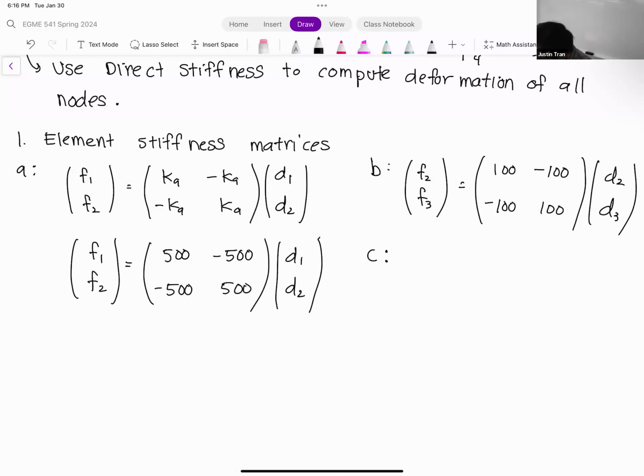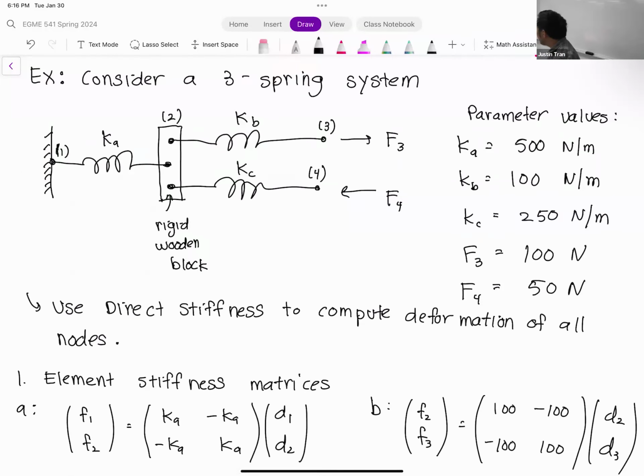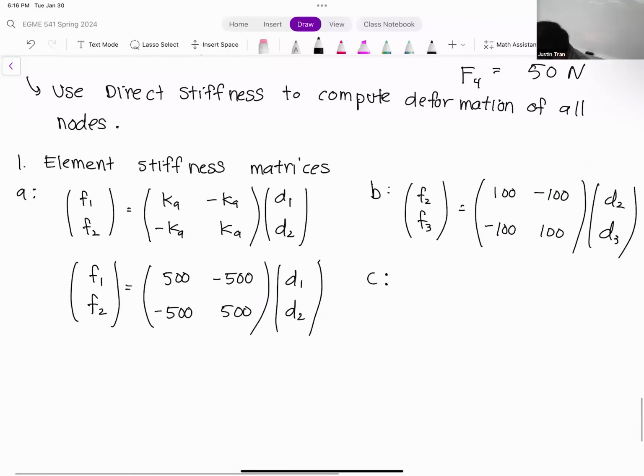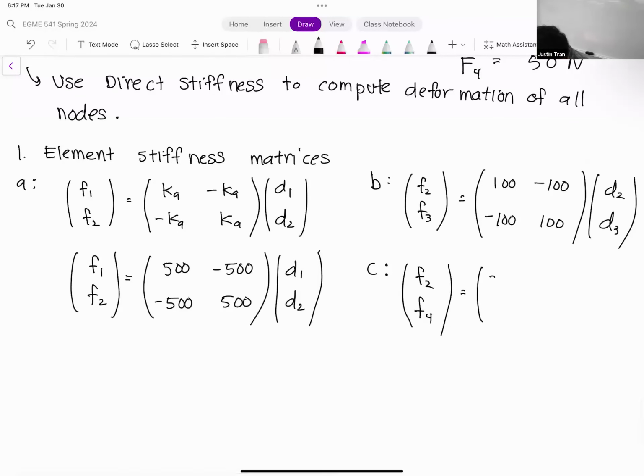Okay. And then we have element C. So element C will be an interesting one to assemble because you can see here that on the left, element C is connected to the wooden block. And so the wooden block is technically node 2. And on the right side it's connected to node 4. So element C here is actually going to be F2, F4. The spring constant for element C is 250. So you have 250, minus 250, minus 250, 250, and then D2, D4. So this is the first time that we have an element with node numbers that aren't consecutive, and so we'll see how that affects the assembly.